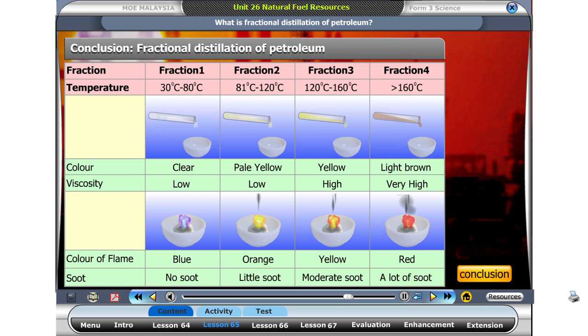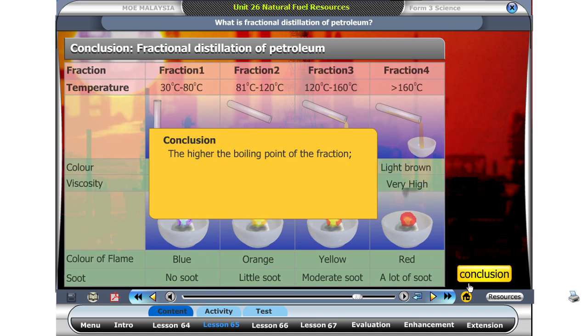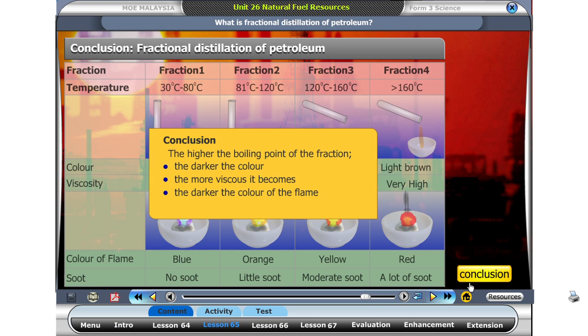From the activity carried out, what can you conclude? Discuss, then click Conclusion to compare your answer. The higher the boiling point of the fraction, the darker the color. The more viscous it becomes, the darker the color of the flame, the higher the amount of soot produced.